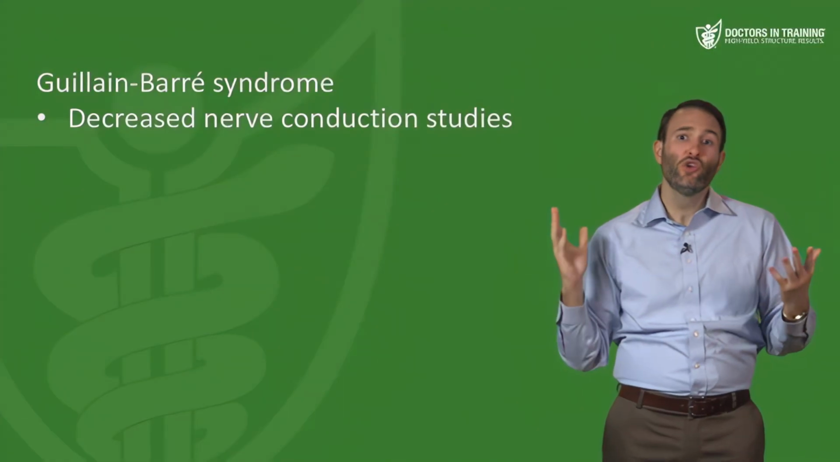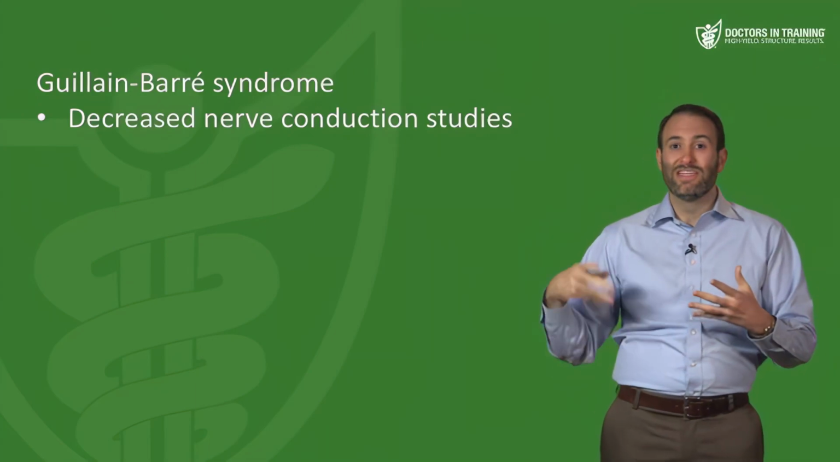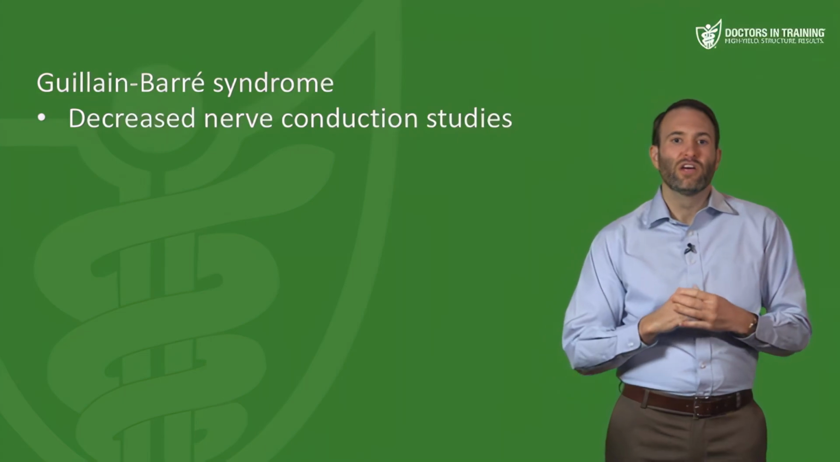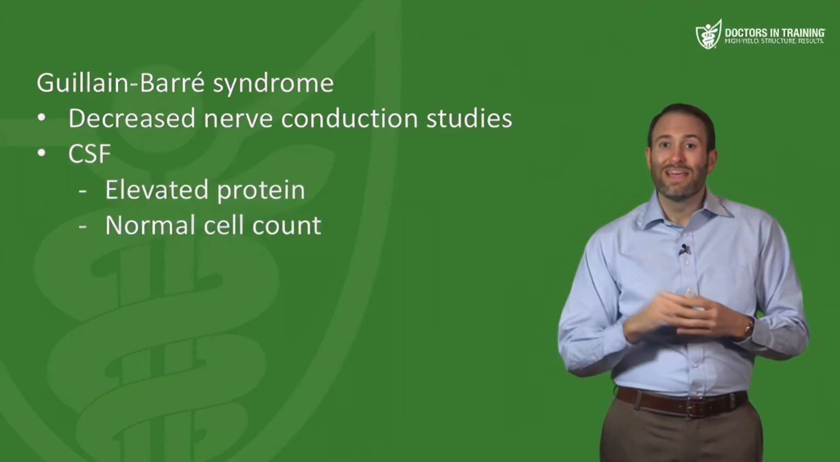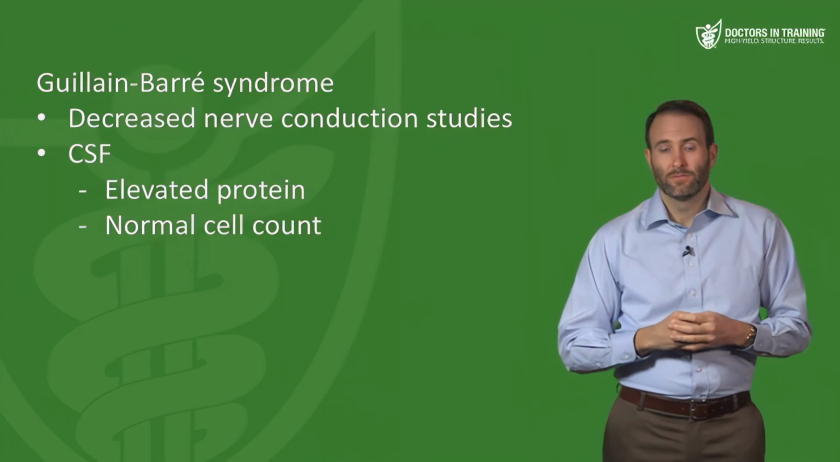Now, the diagnosis is usually made by nerve conduction studies. So you're going to do those nerve conductions. You're going to see decreased conduction through those nerves. Also, there's going to be an elevation of CSF protein, but you're going to have a normal cell count.